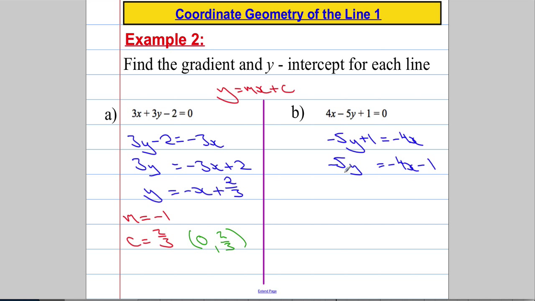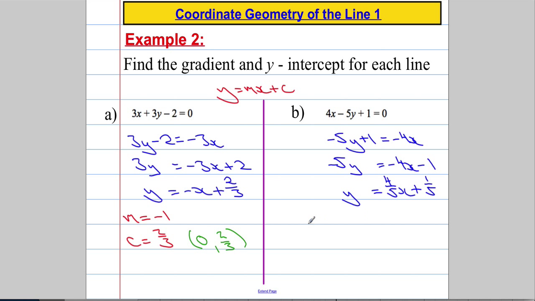And then I'm going to divide both sides by negative 5. I want a positive y here. So divide both sides by negative 5 and we get y equals, well, this is negative and I'm going to divide it by a negative number, so my answer will be positive. And 4 divided by 5 I can write as 4 over 5, so 4/5 x. Again, a negative number divided by a negative number is going to give me a positive result, and 1 divided by 5 I can easily write as 1/5.